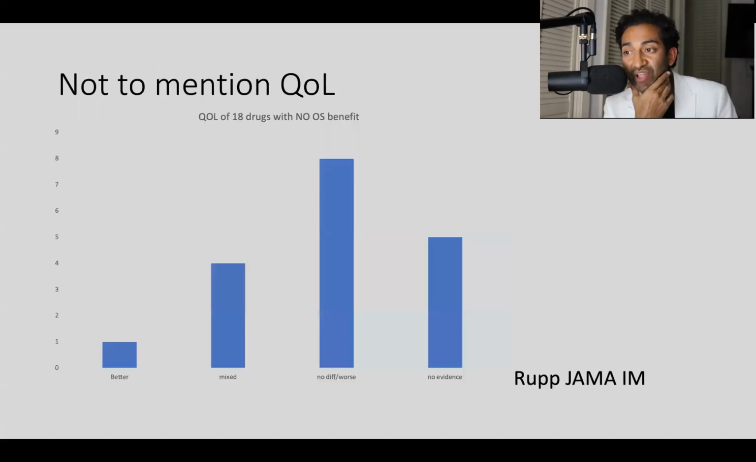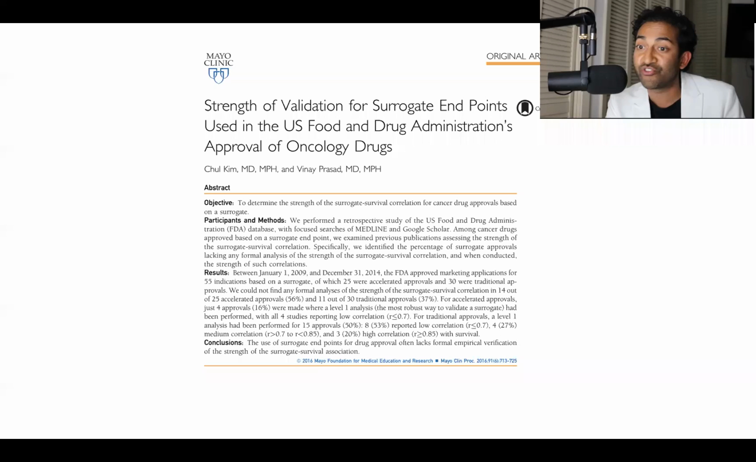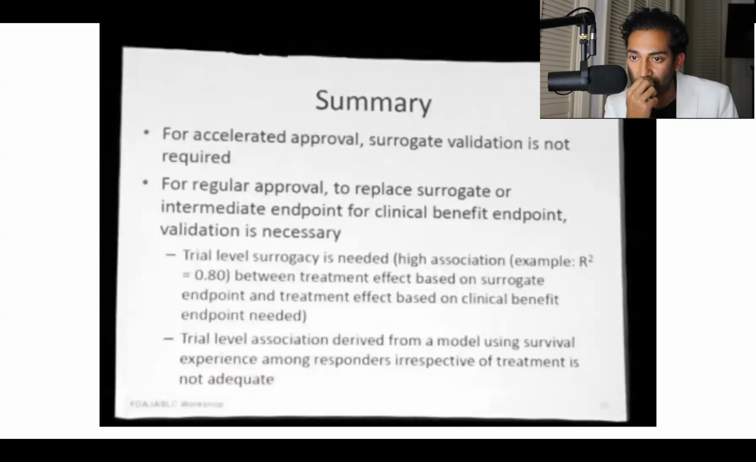We talked about quality of life. Drugs approved on the basis of the surrogate in the paper by Tracy Rupp, they don't improve quality of life necessarily in the future. So back to that paper by Chul Kim, what is this reasonably likely to predict? What is this established? What does this mean? And that's what we took a look at in this paper.